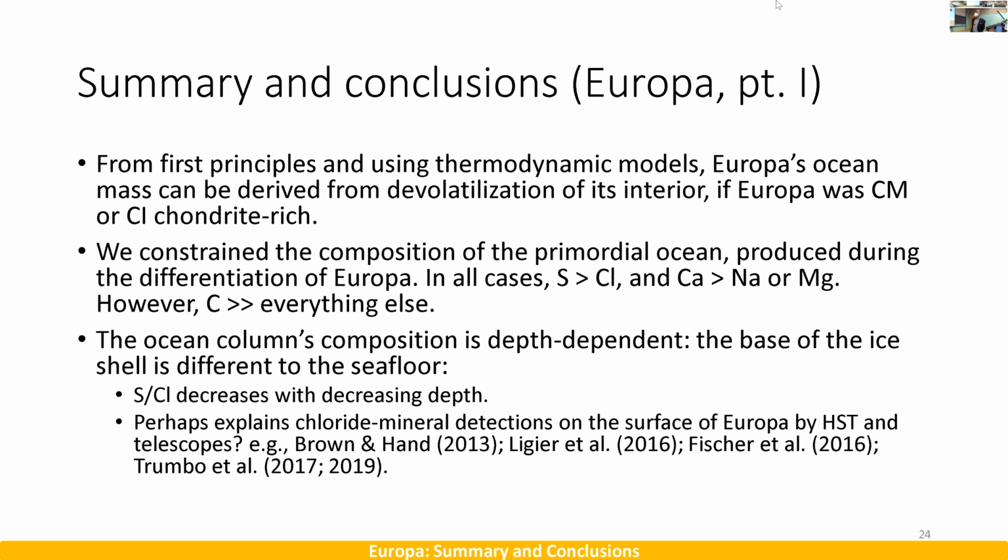So I didn't mention some of the observations that we have for Europa's surface. We've observed some chloride minerals on the surface of Europa. This is also done by the Hubble Space Telescope. And although we've seen that sulfur concentration exceeds chlorine concentration in the ocean, we've seen that the chlorine concentration increases as you move up from the seafloor to the surface. And so perhaps this is why we're seeing chlorides at the surface of Europa, because maybe these are picked up by the ice-ocean interface more easily, because chlorine is more abundant near there.